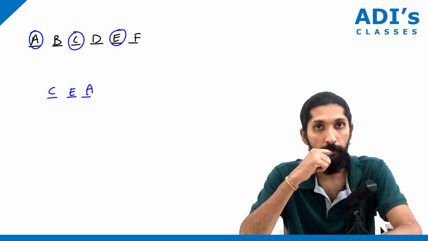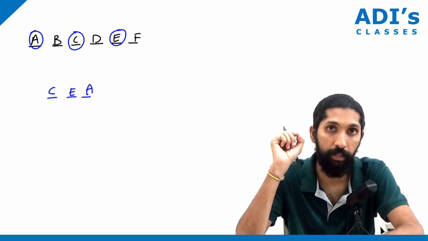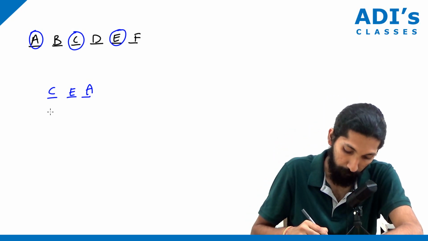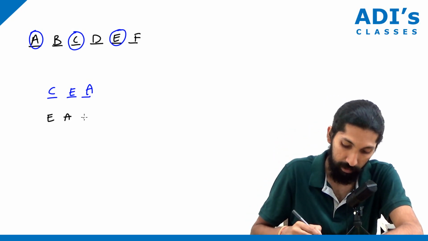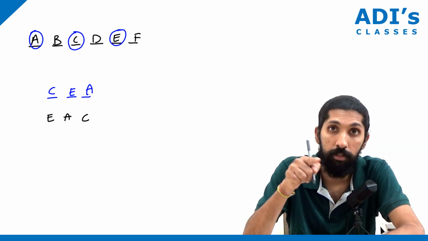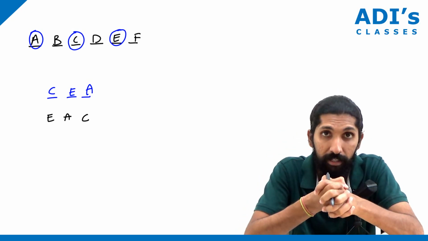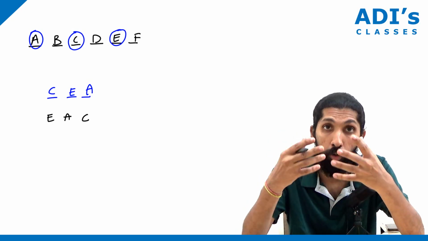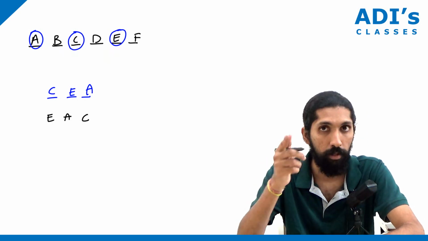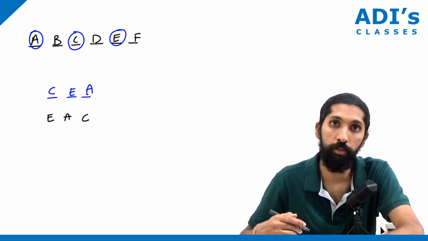Now, tell me one thing. Do I have to always choose C as the first candidate? Can I not choose E first, then A, then C? Does it make any difference? No, right? Because the judges are the same. So when I say select, choose, group, or any of these words, a very important mathematical concept is combination.